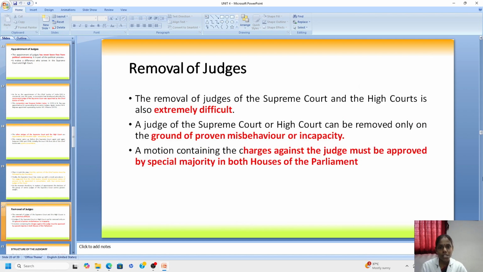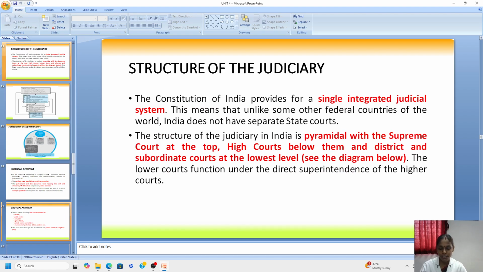The removal of judges of the Supreme Court and the High Court is also extremely difficult. A judge of the Supreme Court or High Court can be removed only on the ground of proven misbehavior or incapacity. A motion containing the charges against the judge must be approved by a special majority in both houses of the Parliament. Structure of the judiciary.